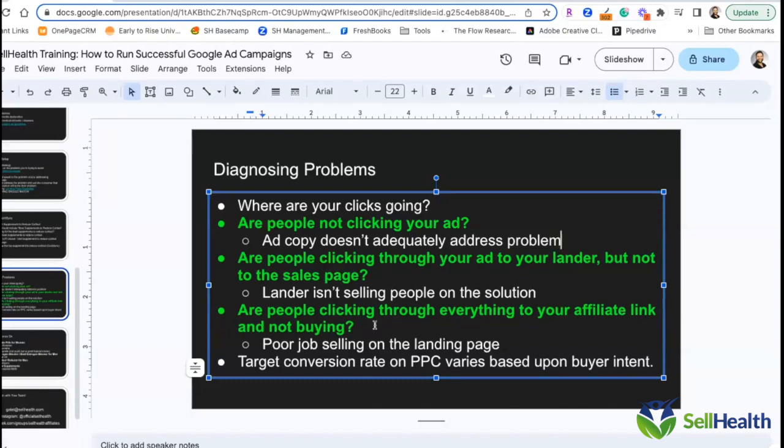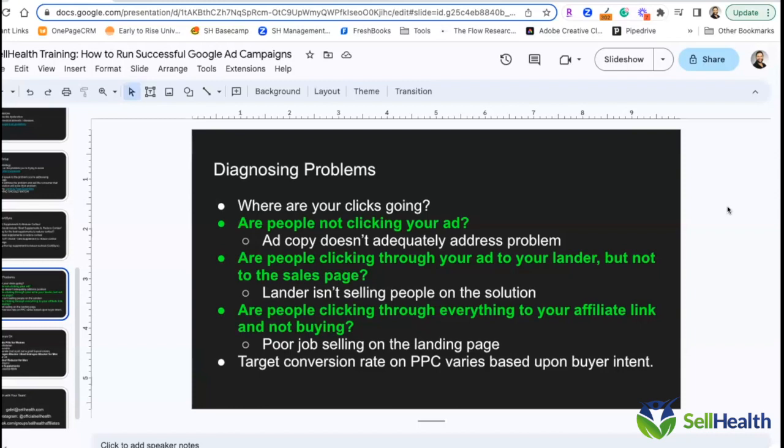And then are people clicking through everything? They click on the ad, they click on your landing page, and they go to the sales page and they're not buying. It's because you're doing a poor job selling on the landing page. The landing page needs to do a better job of selling the product or solution to the person. And again, your target conversion rate. People go, okay great, I'm getting sales, but what should my target conversion rate be?